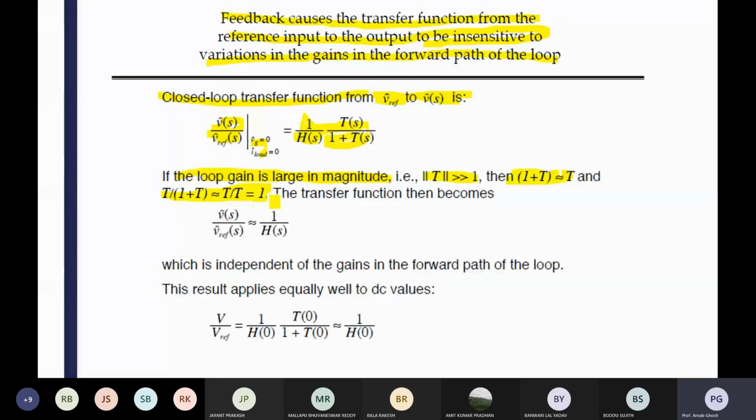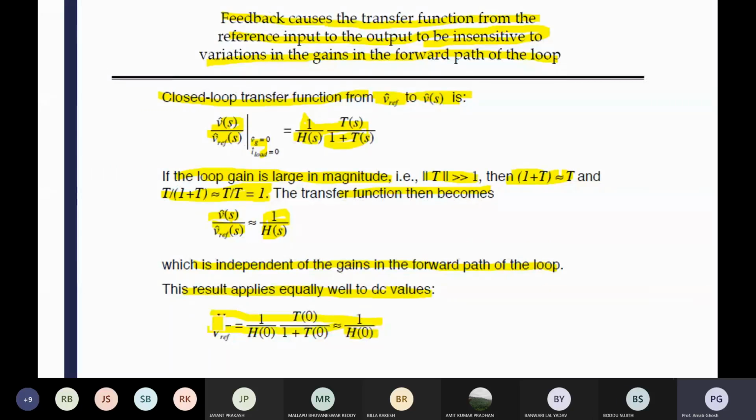These results apply equally well to the DC value. You know that it is sensor gain, and sensor gain is more or less a DC value. So V by V_ref equals 1 by H(0), equals T(0) by 1 plus T(0). Both are more or less the same, it's 1, so it comes as 1 by H(0).